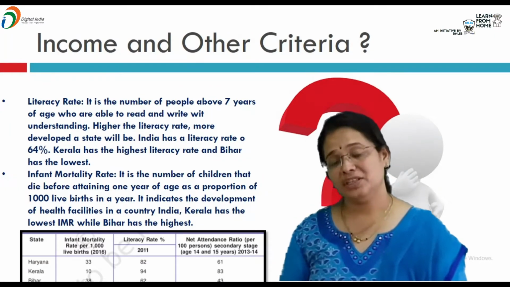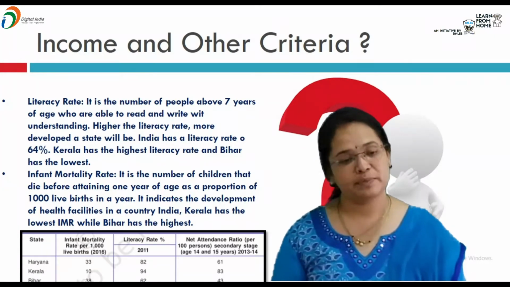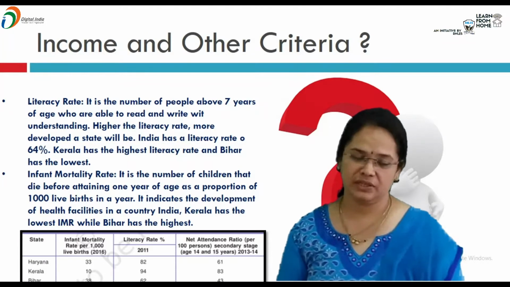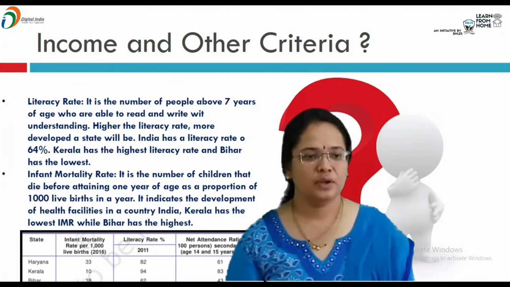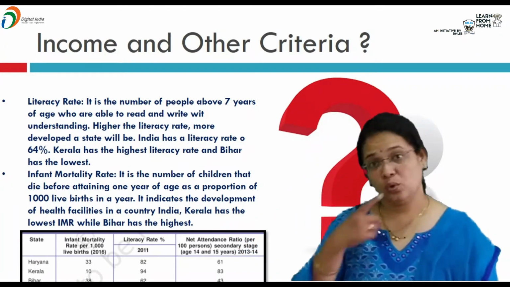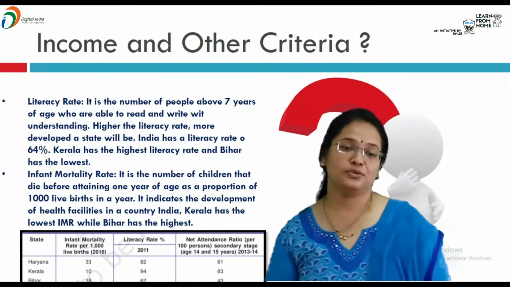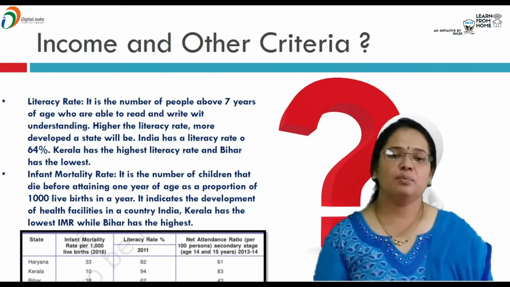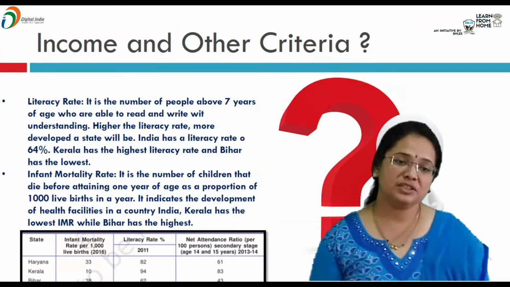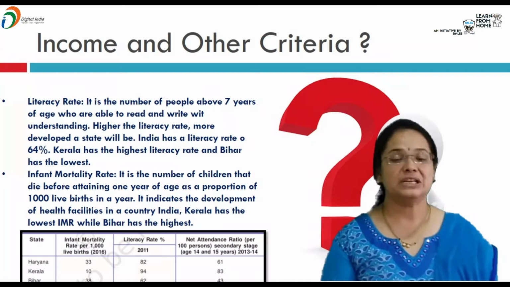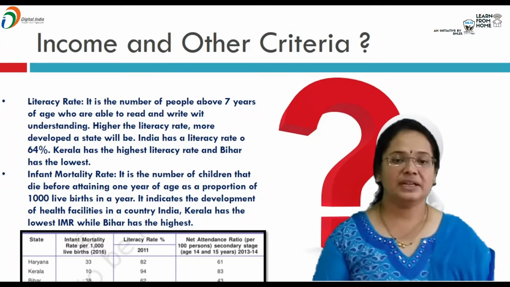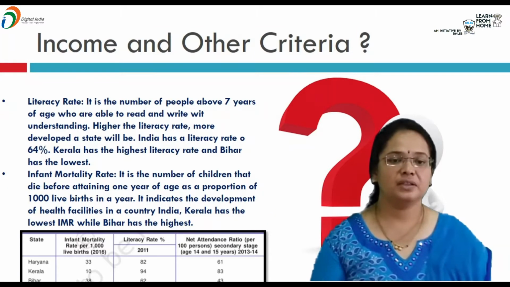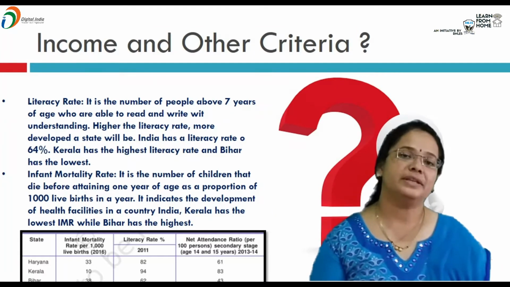Now what is meant by the literacy rate mentioned in this table? What is meant by the net attendance ratio? We will see here, and the mortality rate. Now in the case of the literacy rate, what is it exactly? See here, it's also asking you. It is the number of people above 7 years of age who are able to read and write, understanding the language, understanding the reading. The higher the literacy rate, the more developed the state is.